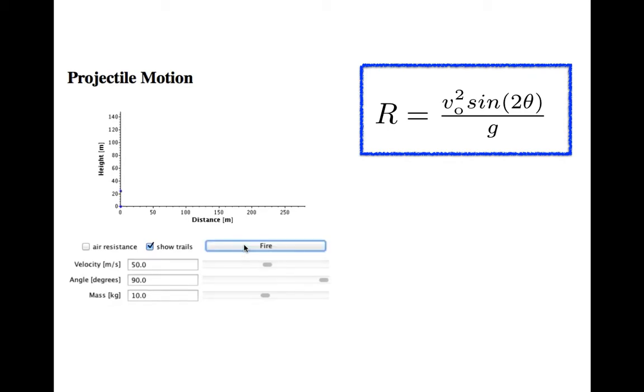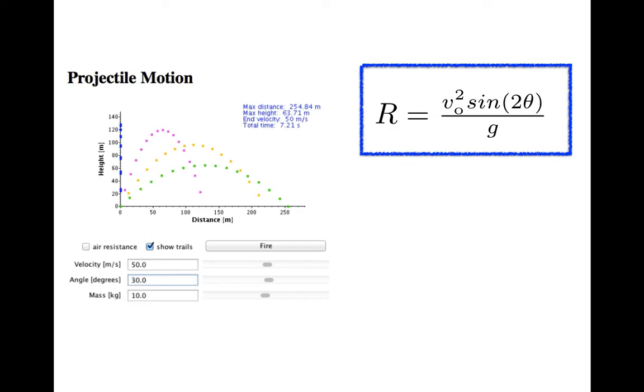To begin with, I will launch the projectile at an angle of 90 degrees, in other words, straight up. And then I'll change the angle to 75 degrees. I'm going to continue reducing the angle by 15 degrees each time, so here's 60 degrees. Now let's see what 45 degrees looks like. You can see that as the angle is reduced, the range is increasing.